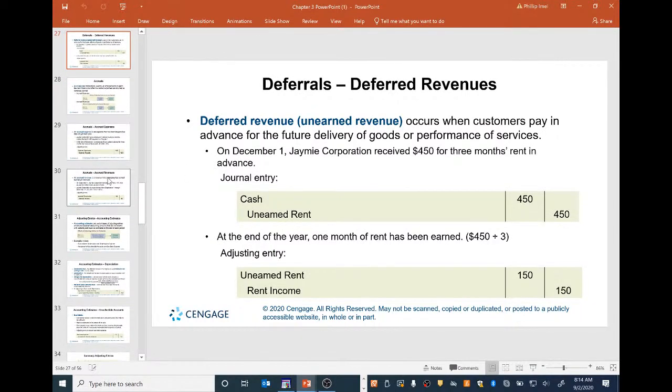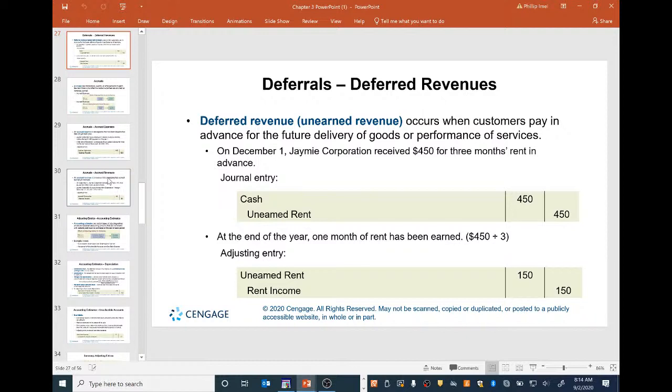Okay, a little example on the deferred revenues. Once again, this occurs when the customer pays in advance for the future delivery of goods or performance of services. On December 1, Jamie Corporation received $450 for 3 months rent in advance. Okay, so in this situation, we're receiving the money up front for us to allow a tenant to use one of our units within a building.